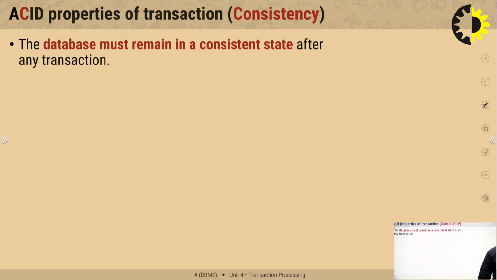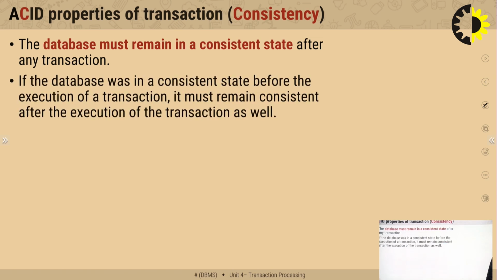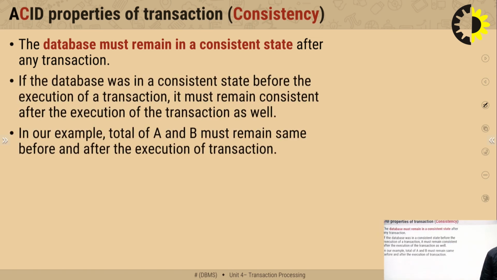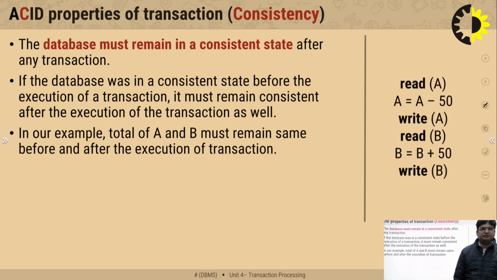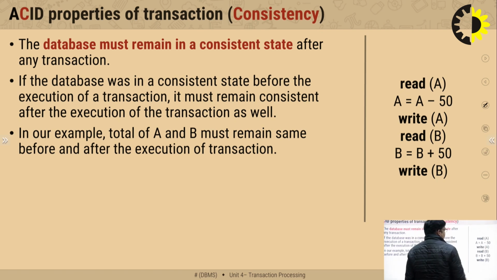Next is the consistency property. The database must remain in a consistent state after the transaction as it was before the transaction. That is, the total must remain the same before the transaction and after the execution of the transaction. Now let us see the example: A equal to A plus 50.